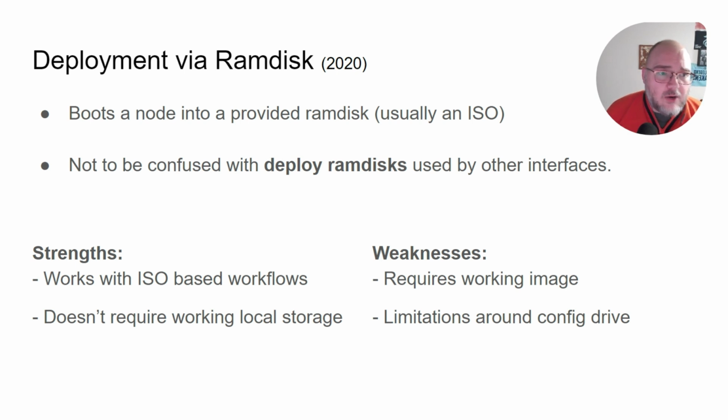We can deploy a RAM disk to your node. So this is a little bit tricky. You can't confuse this with Ironic using a RAM disk to put an image on a disk. This is if you actually just want to boot a RAM disk and that's all you want to do. You don't want an image put on your disk. You don't want anything else to happen but Ironic to take a RAM disk that you provide, usually in ISO form, but just a kernel and a RAM disk work, and get that booted on the node for you.